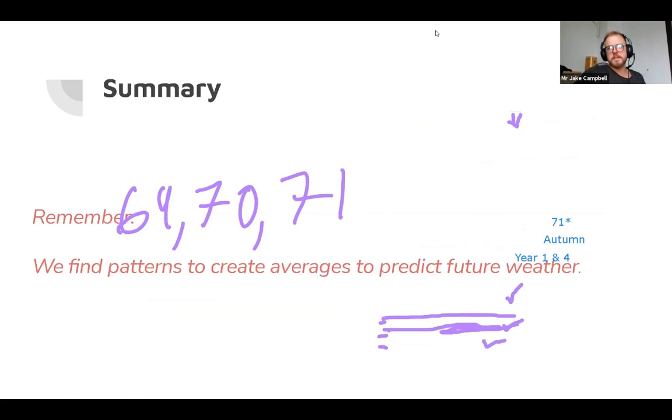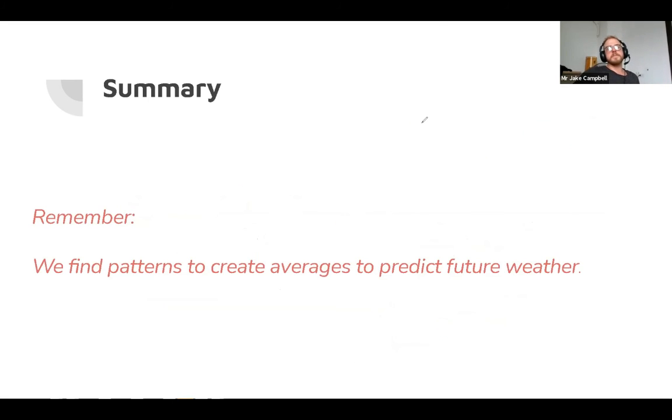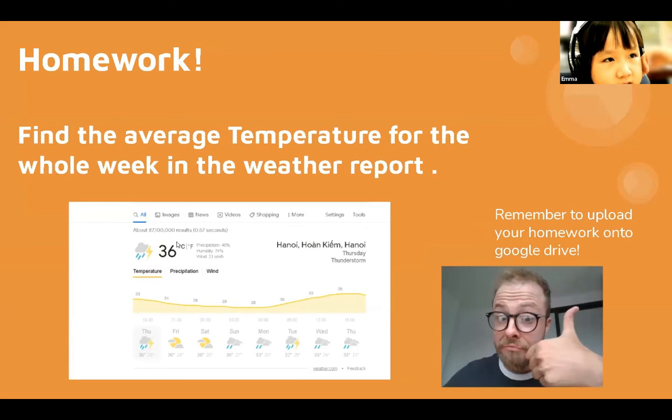Okay. Just to summarize, class, the main idea that you need to take away from this lesson is we find patterns to create averages to predict future weather and climate. Not just weather. And that brings us on to the homework. You will be given this picture, and your homework is to find the average temperature of this week of the weather in the picture. So that weather diagram is of 1 week, and I want you to find the average temperature for that week.